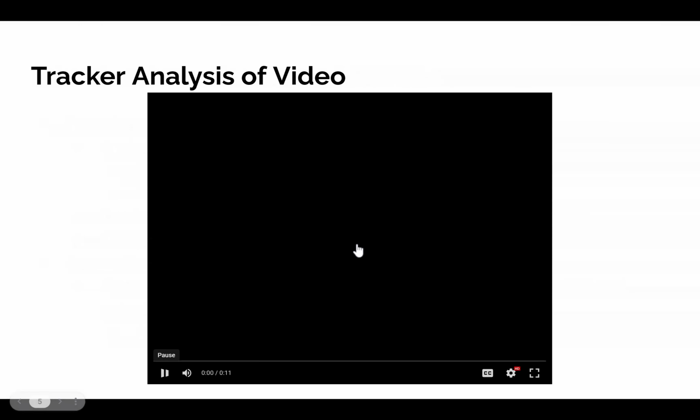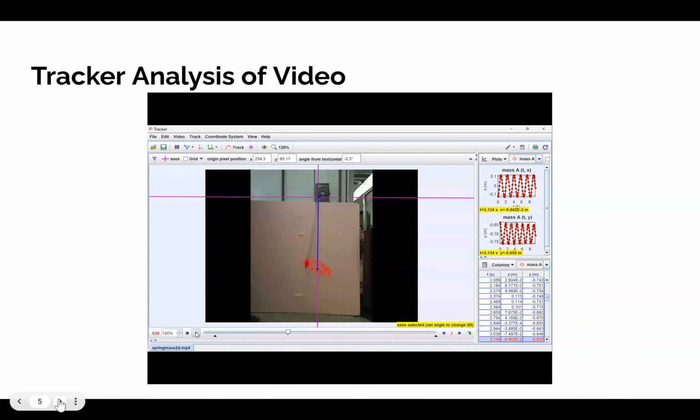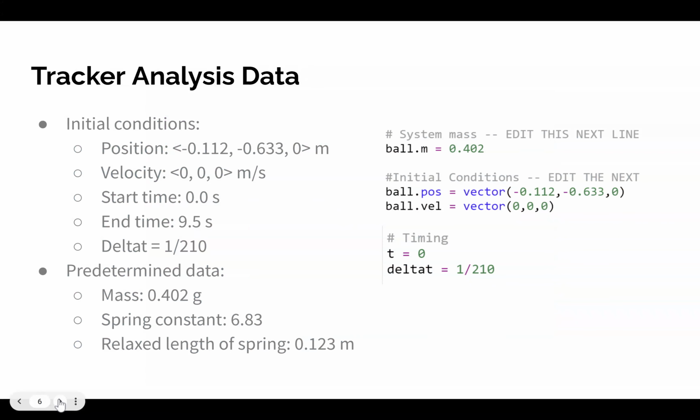Here is a brief video of my Tracker analysis. The data that I got from that are the initial conditions, like the position, the velocity, start time, end time, and delta t. This delta t was determined from the frame rate of the video.